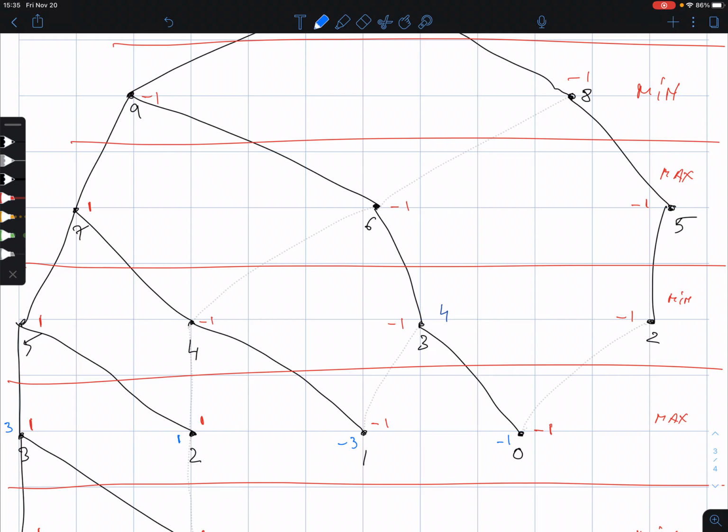In this node here, this level we are taking minimums. So we have to take the minimum of these 3 and 1. So this is actually only 1 now. This has value 1.